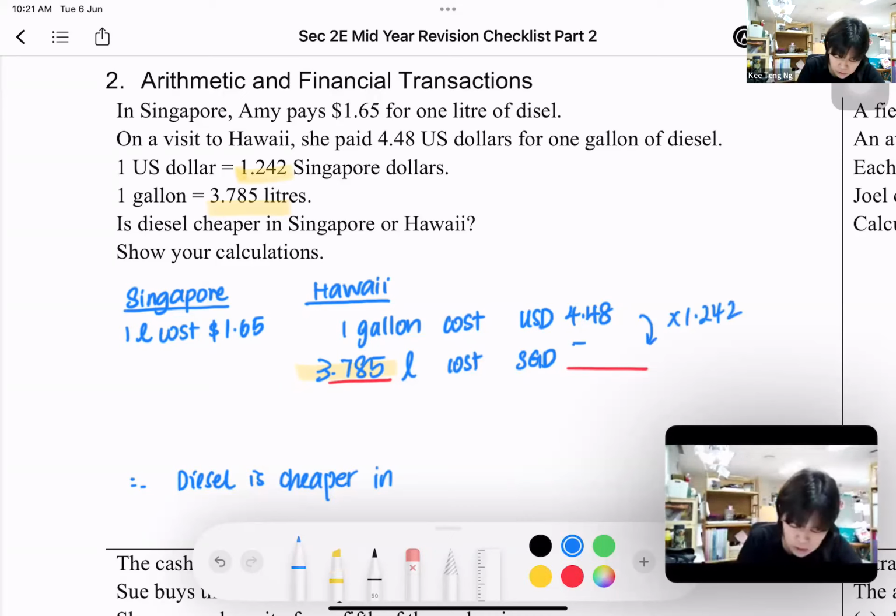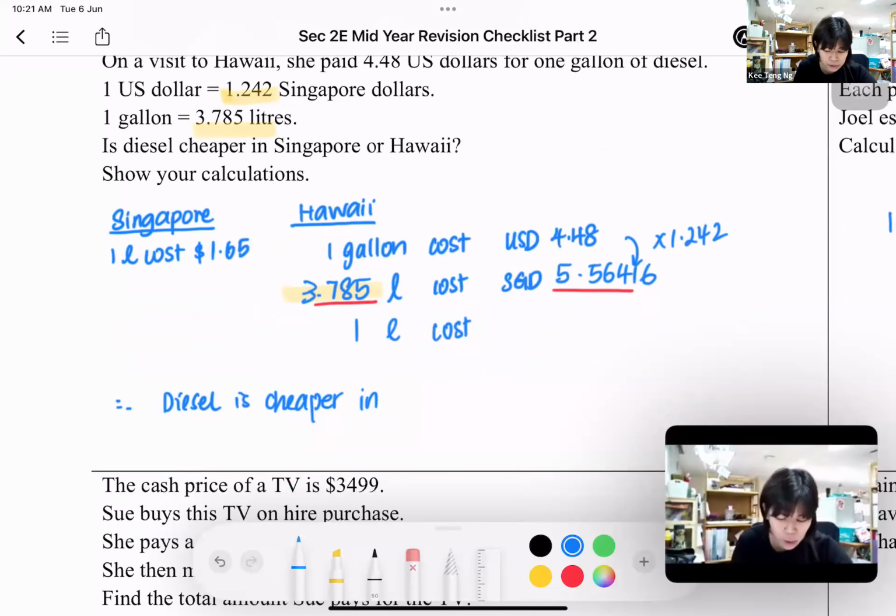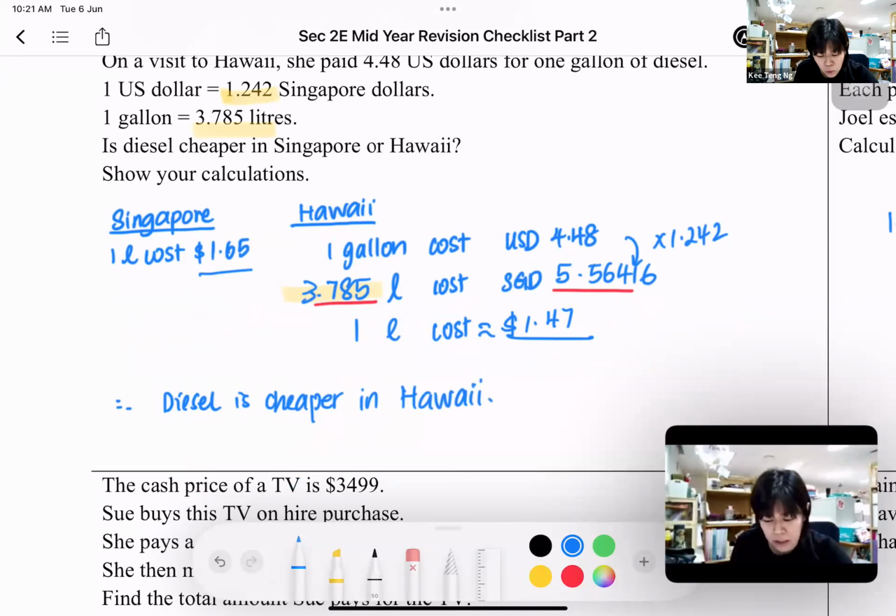That gives me 5.56416 SGD, but we need to find how much 1 liter costs, so that it is easy for comparison. So I'm going to divide this number by 3.785, and it gives me 1.47. So it's about this price. Which is cheaper? This one, so of course it's cheaper in Hawaii. I don't know whether my spelling for diesel is correct, so y'all better check.